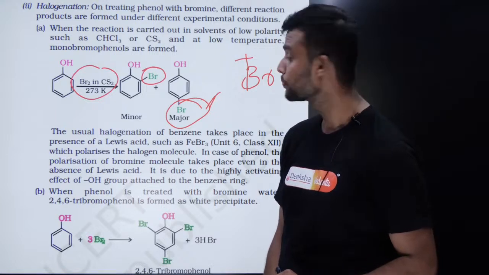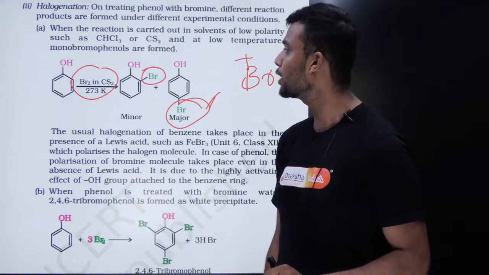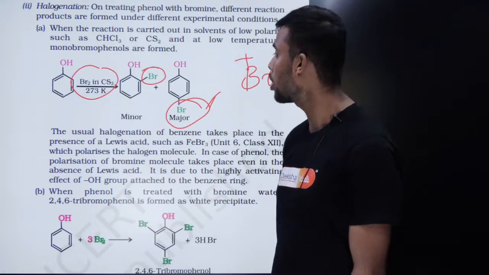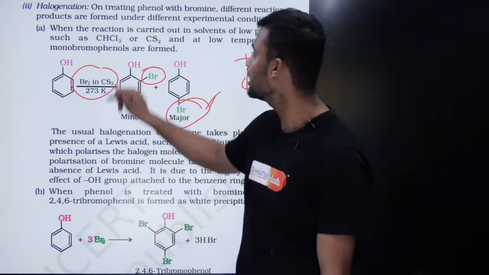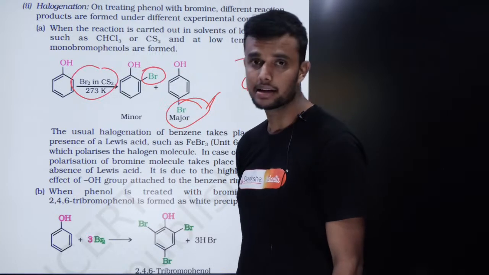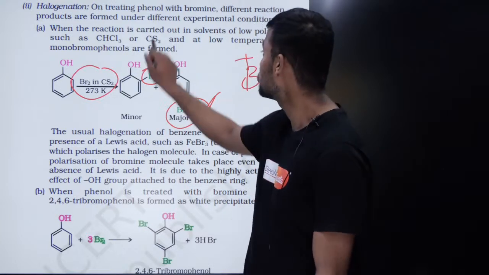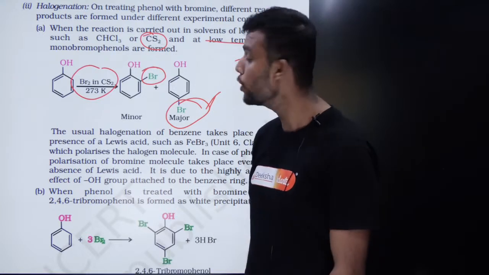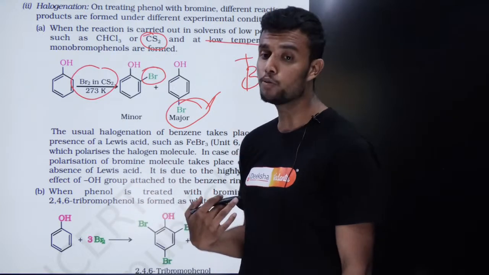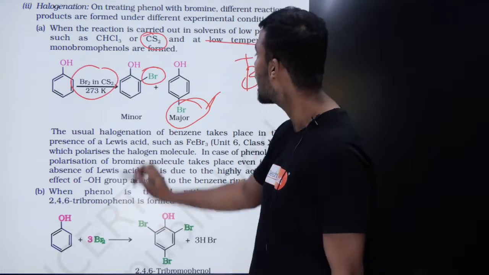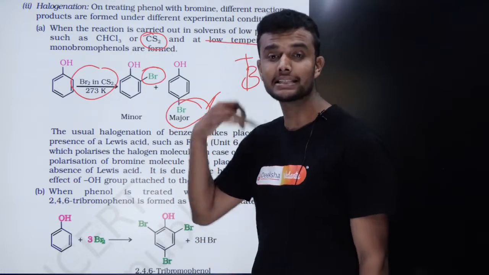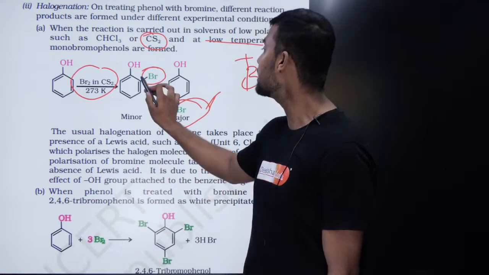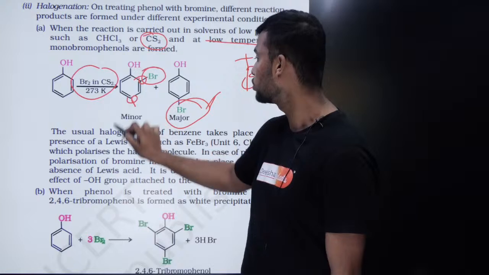Look here, students. What happened in halogenation? Whenever halogen attacks a phenol compound with bromine in CS2 or chloroform, at low temperature, below room temperature, 283 Kelvin, the bromine molecule acts as an electrophile, which attacks either at the ortho position or the para position.